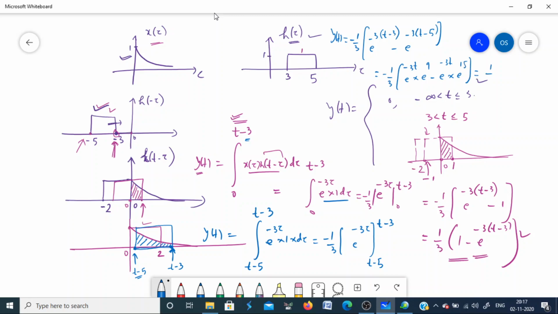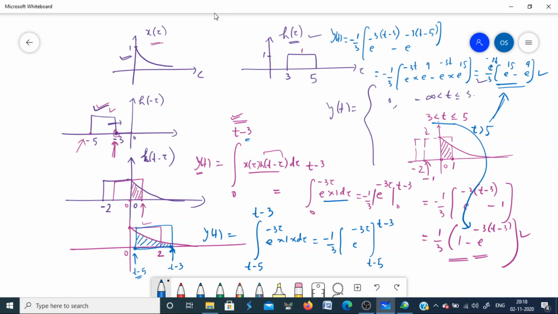Okay, or you can write it as 1 by 3 e raised to power minus 3t. You can take it as common. You'll get e raised to power 15 minus e raised to power 9. Again the same answer. Okay, so for t between 3 to 5, you have this solution, and for t greater than 5, your answer is this.